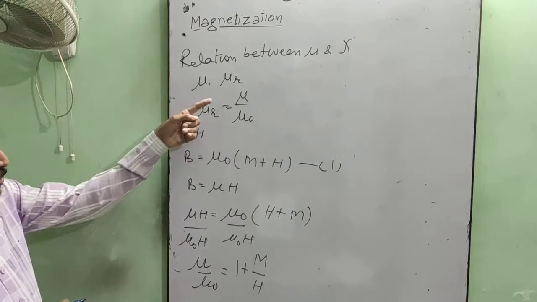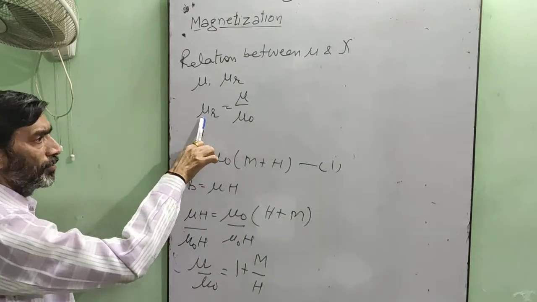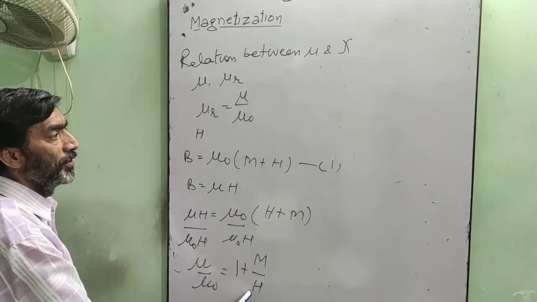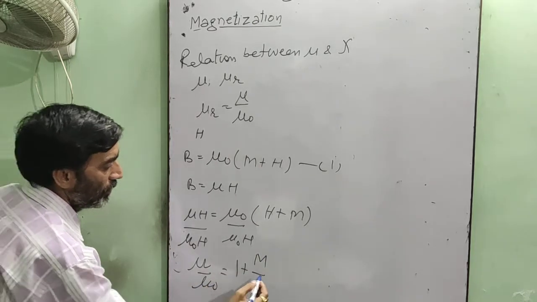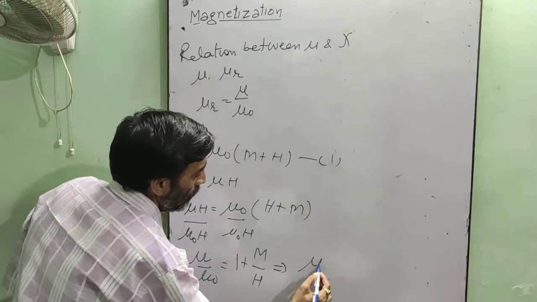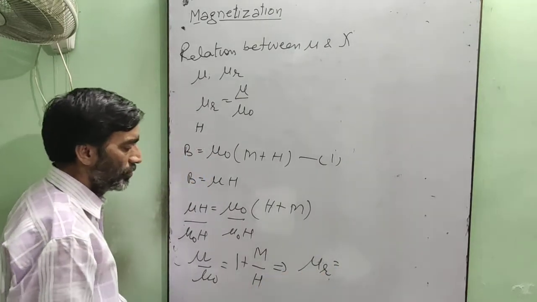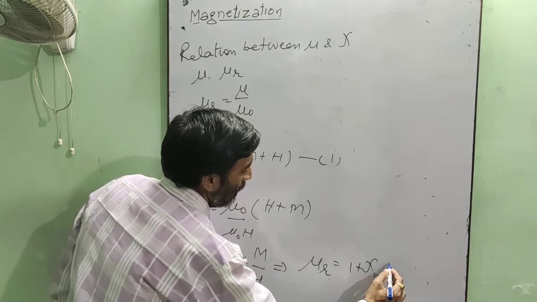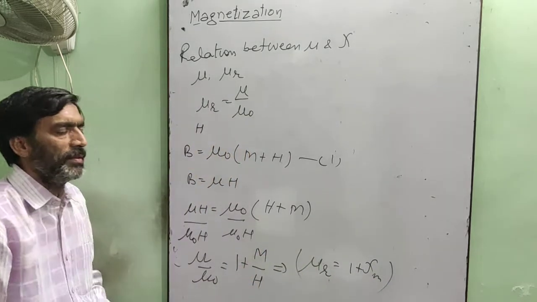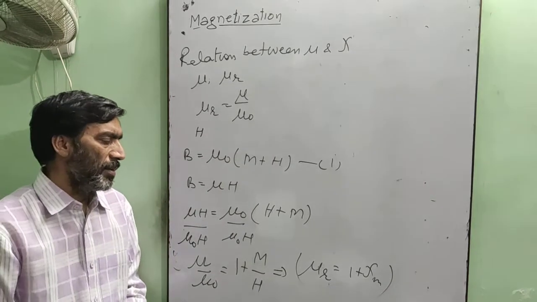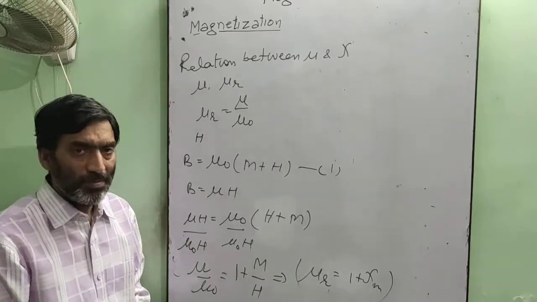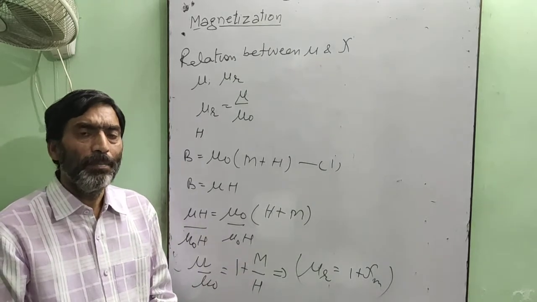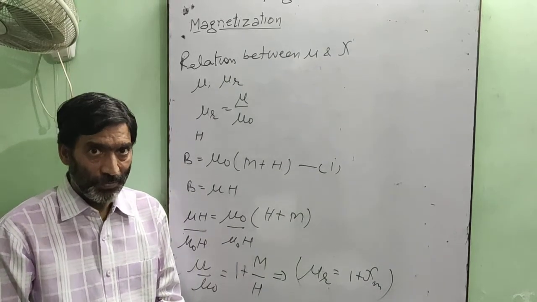And now mu upon mu naught is equal to mu r, and M upon H is susceptibility. So we can write mu r is equal to 1 plus chi. This is the relation between permeability and susceptibility. Here chi is the magnetic susceptibility.